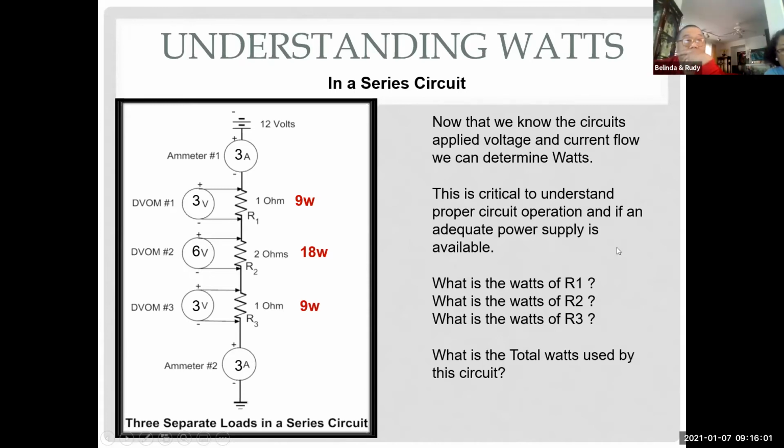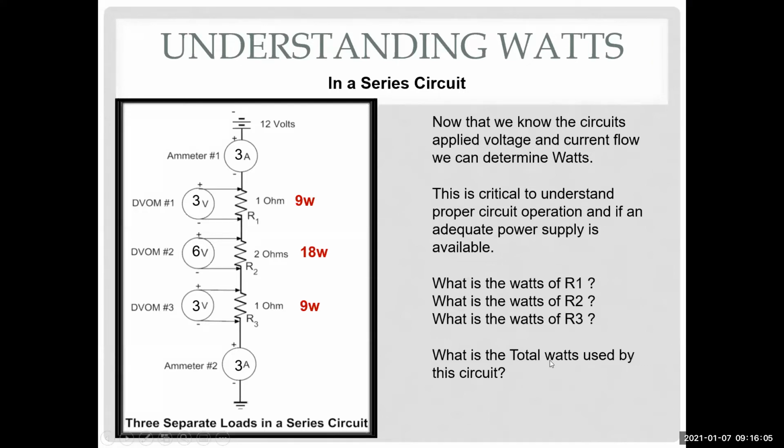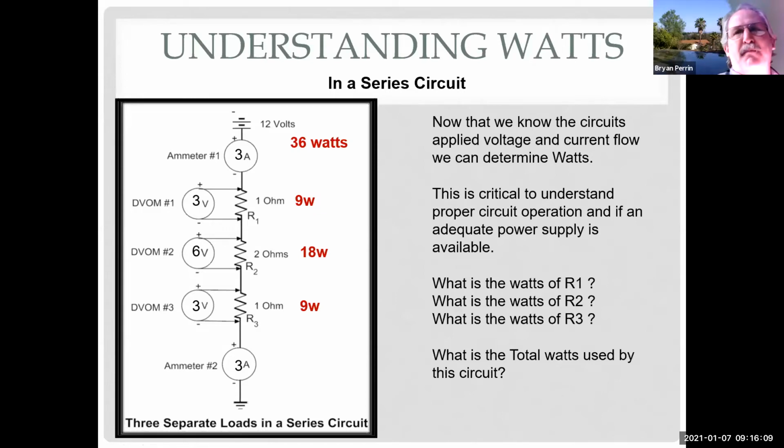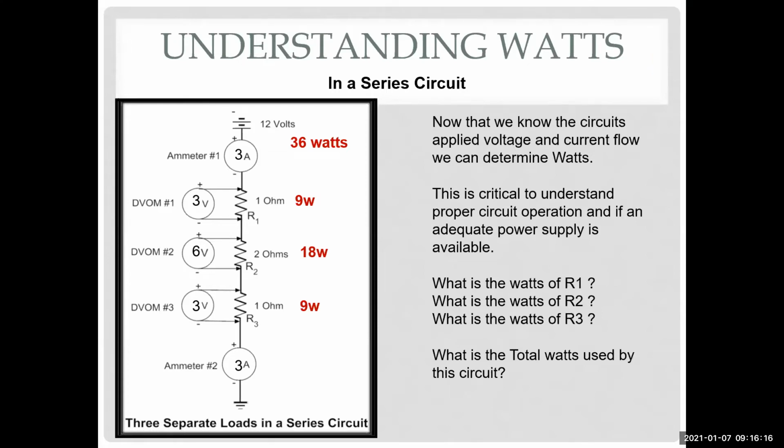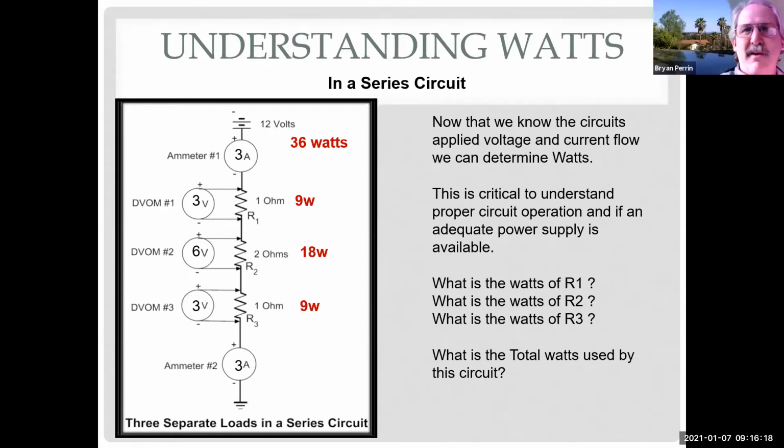So what is the total watts used by the circuit? 36. Isn't that the same watts that we had with one light bulb on the last circuit? Because resistance is what controls current flow, and watts is what? Current flow times voltage.